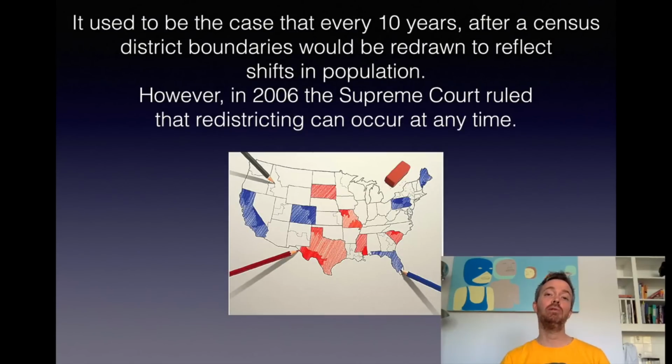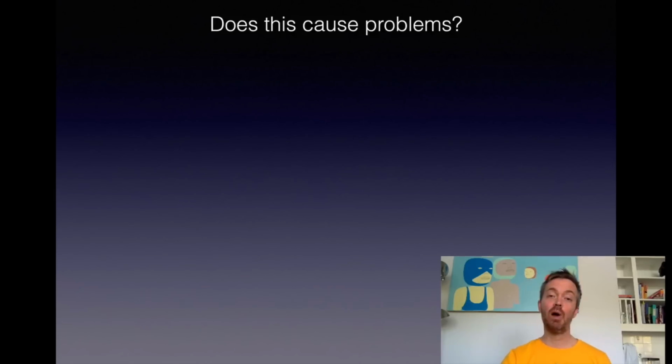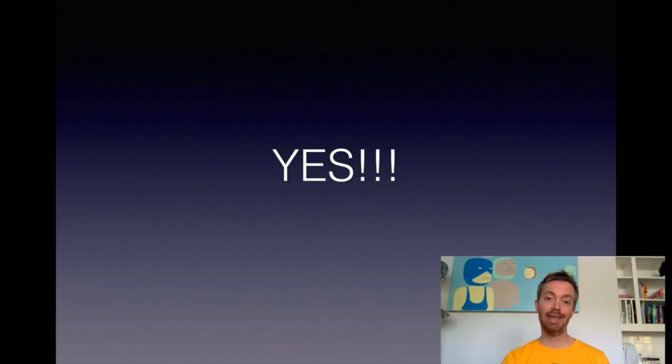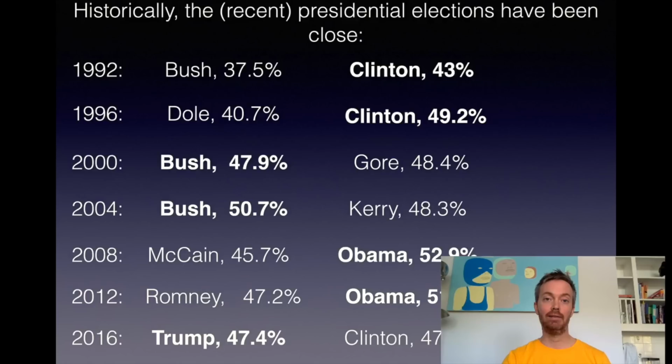So every 10 years we do a census here in the country, and what they do with the census is it's just bookkeeping, keeping track of the population, and to see how the population centers have shifted and changed over those 10 years. And it used to be the case that that's when you would do a redistricting and kind of redraw those congressional districts. But in 2006, the Supreme Court ruled that you can actually do this anytime you want. So does this cause problems, right? That's the whole issue here. And the overwhelming opinion is that yes, it does cause big problems, in fact.